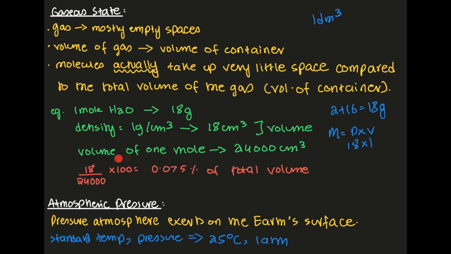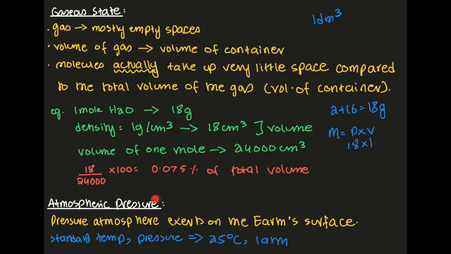However, we've also studied that 1 mole of any gas at standard conditions is going to occupy a volume of 24 dm cube or 24,000 cm cube. So actually, if you take a look at this fraction, the actual volume of the gas compared to the total volume of the container, and you calculate the percentage, it's going to give you 0.075% of the total volume. And this just goes to show you that a gas is mainly empty spaces. And when you're talking about 1 dm cube of gas or 2 dm cube of gas, it's not the actual volume of the molecules that are there, it's the volume of the container.